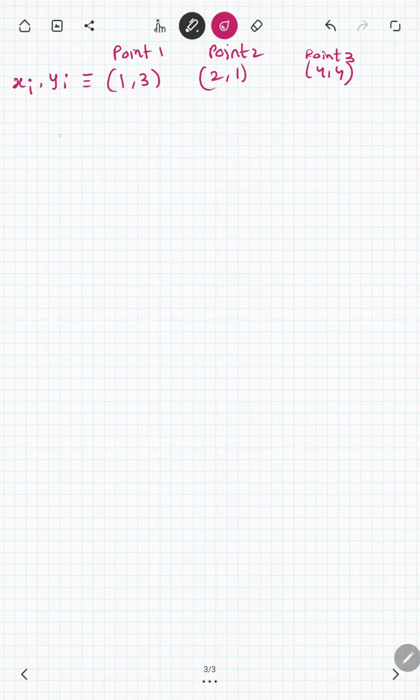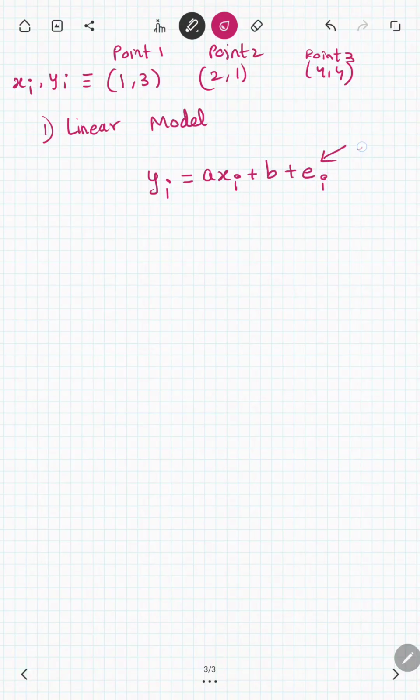Okay, and let's say first we want to fit a linear model. We want to fit a linear model, that is a line. Now the equation of the line will be yi is equal to axi plus b plus ei, where ei is the error. Ei is the error because our model may not fit the data exactly. Okay, so there will be some random error. So when we are actually predicting the data, our predicted yi will be axi plus b.